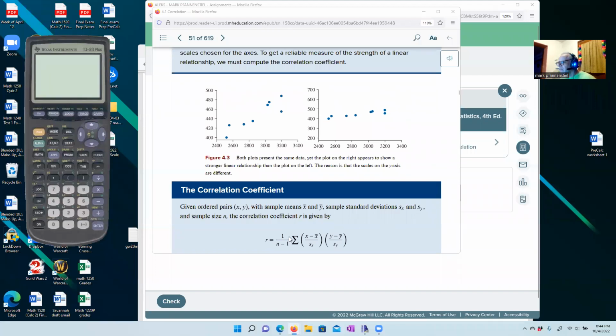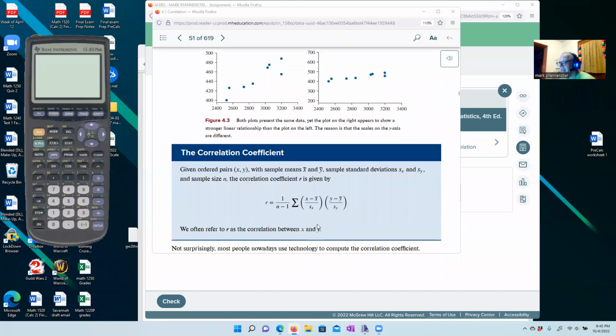Okay, so in the book, they do tell us R equals, and they give us this formula: 1 over n minus 1, the sum of x minus x bar over s of x, the standard deviation for the x's, times y minus the average of the y's over the standard deviation of the y's. Under no circumstances should you be memorizing this formula. The calculator does the heavy lifting for us.